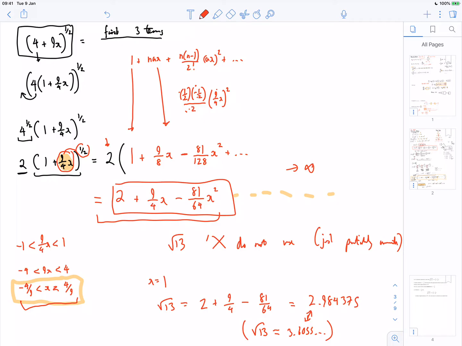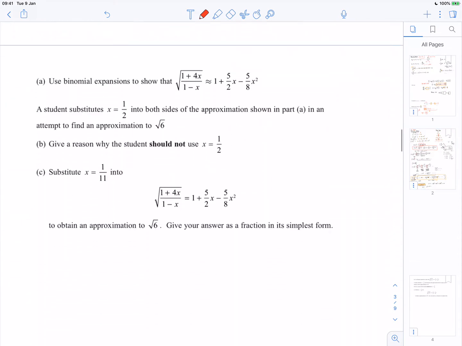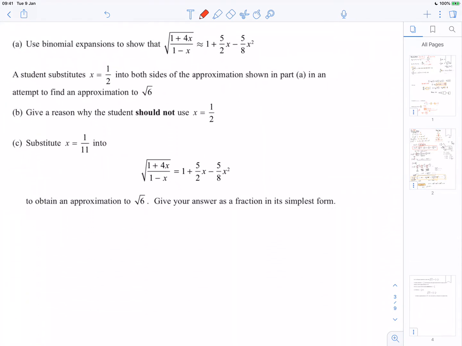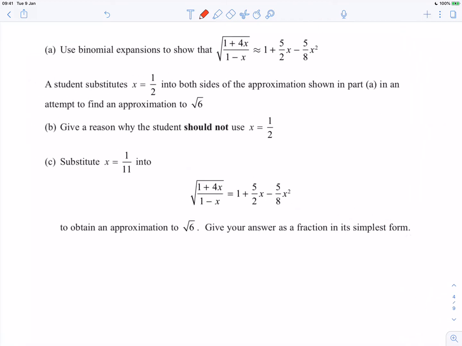Okay. So, I think that's pretty much it for binomial expansion. I'll go through a couple of examples. If you want to try them yourself, that's absolutely fine. So, pause the video, give yourself some time to do these questions.